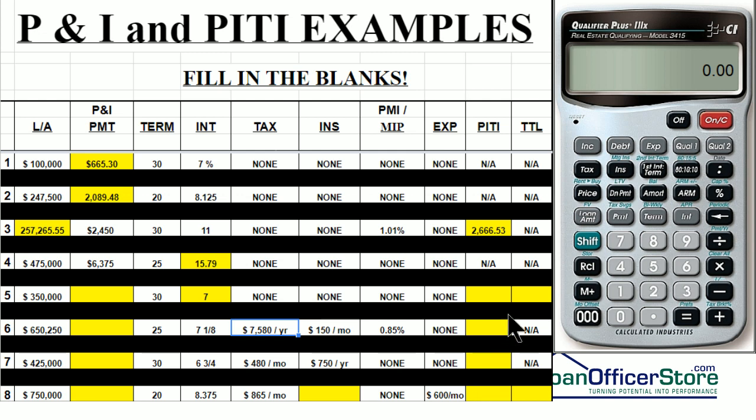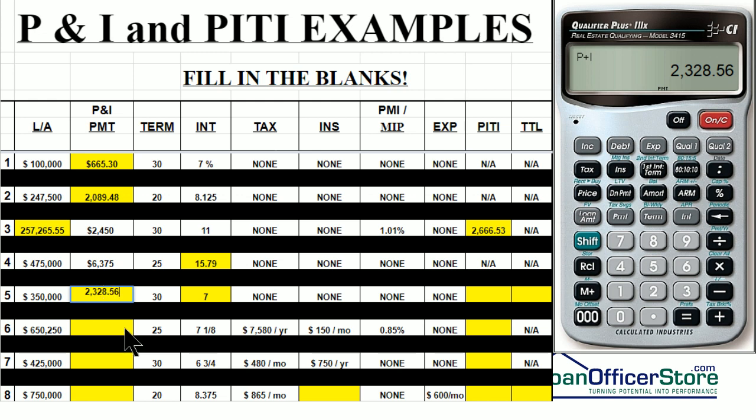So let's do this example here. We cleared everything out. We have a $350,000 loan amount. We have a 30-year term, and we have a 7% interest rate. So the payment there would be 2328, excuse me, 56.